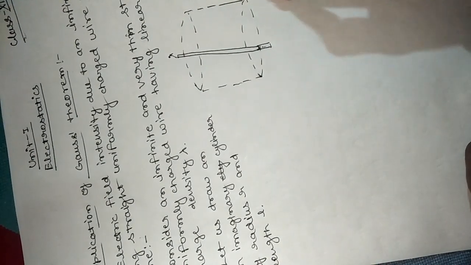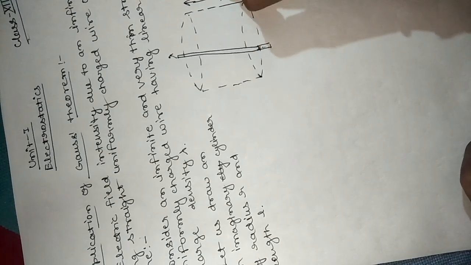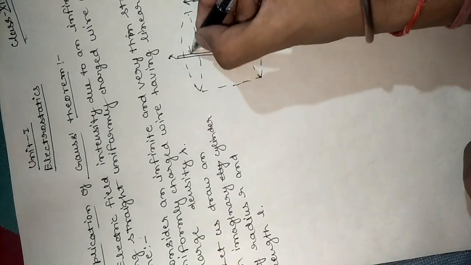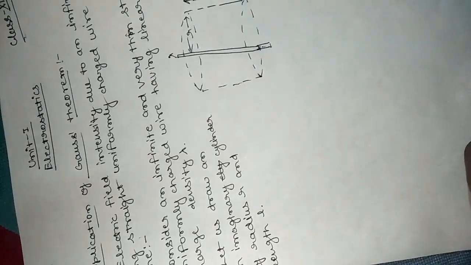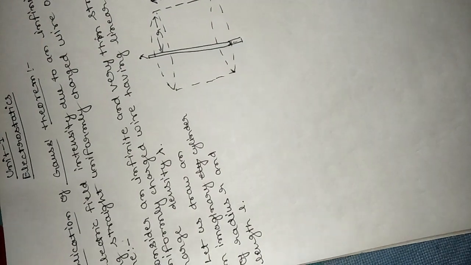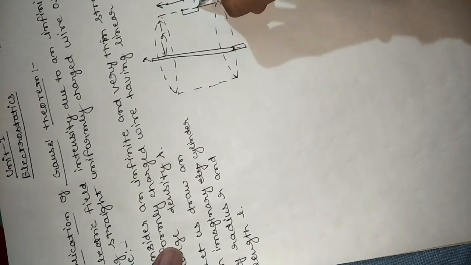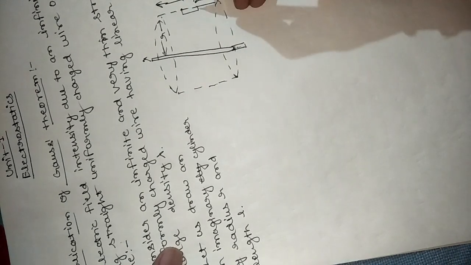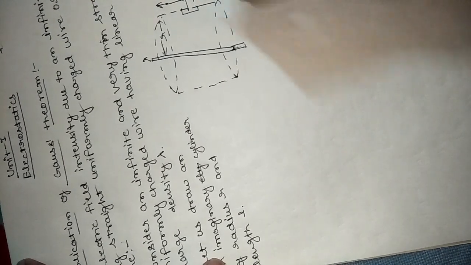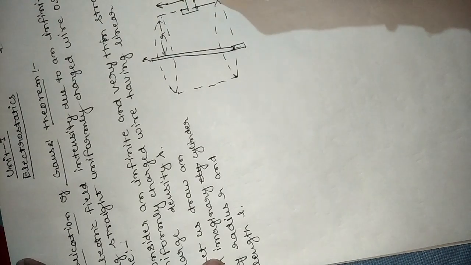The length of this can be written as small l, as we have considered, and the radius we have considered as small r. Next, we have to take a small area on it. It behaves like a Gaussian surface, and we take a small area on it called dS. The electric field is directed outward as usual.